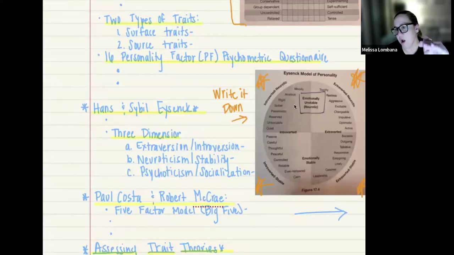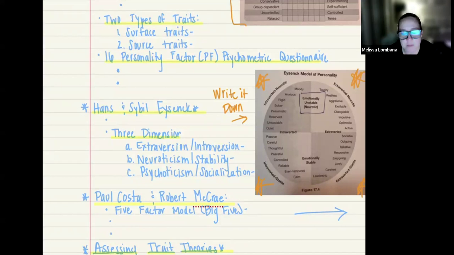Introverted but neurotic, these are the traits, and then introverted but stable, these are the traits. So it just gives you an idea of how theirs works, and the combinations between them. All right, so now we go to the next one, which is Paul Costa and Robert McCrae.